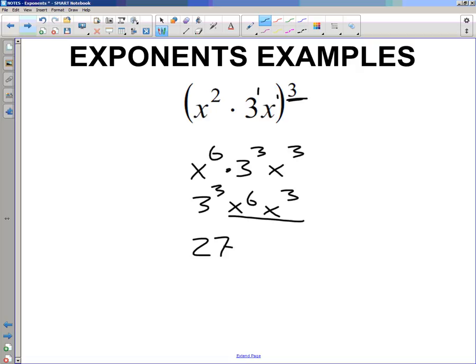And I've got an x to the 6th and x to the 3rd. Since the bases are the same when we're multiplying those things together, we should be adding the exponents. 6 plus 3 gives us 9. There's nothing more to be done here, so 27x to the 9th will be our final answer.